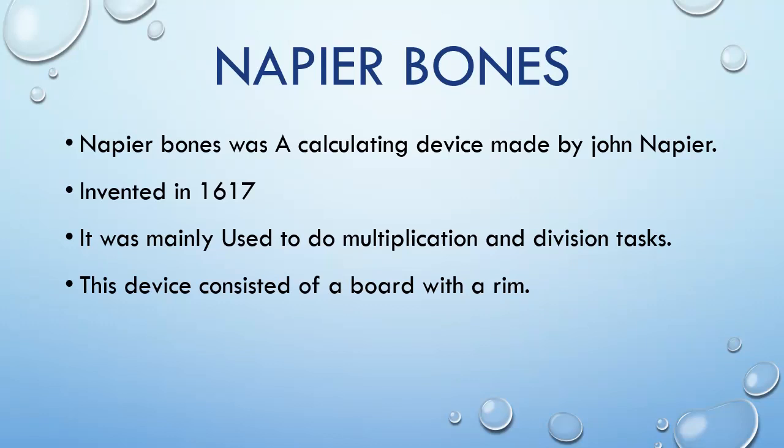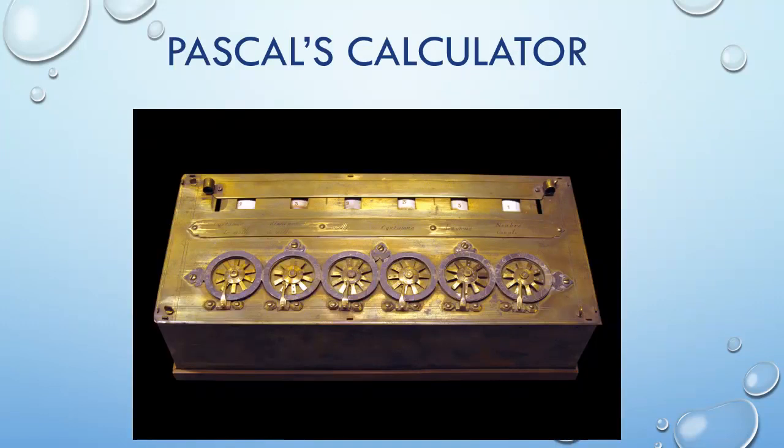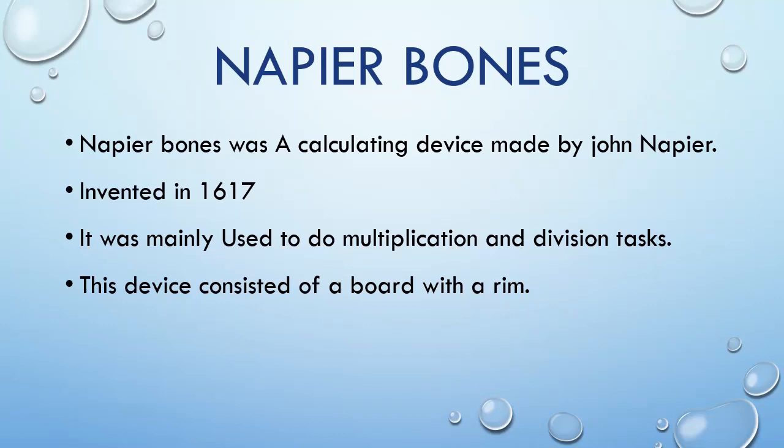This device consists of a board with a rim. Students, in this device, Napier used bone rods for the purpose of counting, where some numbers are printed on these rods. You can see, and using these rods, one can do addition, subtraction, multiplication, and division easily. So we are going to move to the next invention.